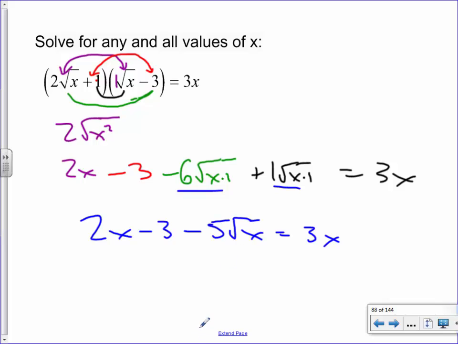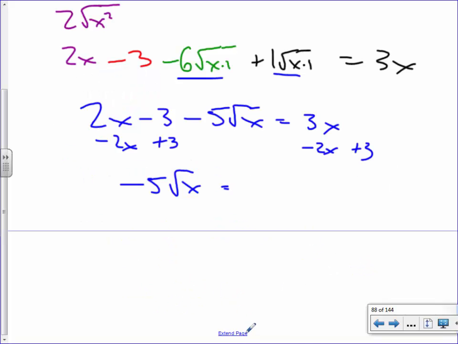We still have a square root, which kind of sucks. So one of our goals is we've got to isolate for the square root. So let's minus 2x from both sides. Let's add 3 to both sides. And what you'll have is minus 5 root x, and it's going to equal x plus 3.